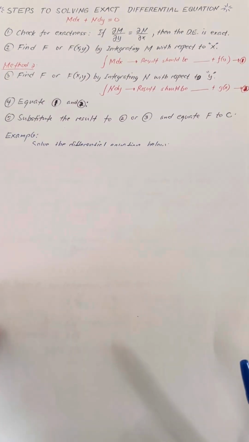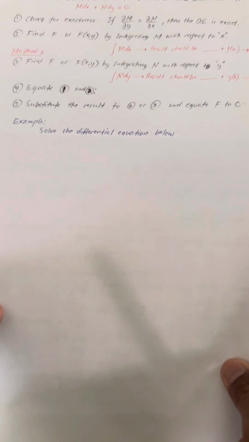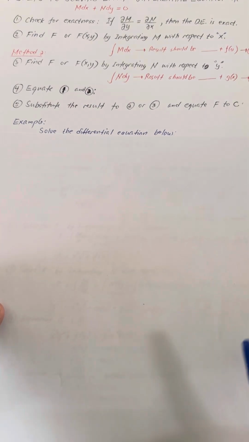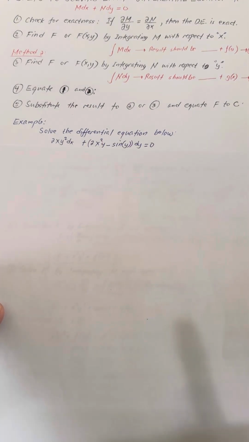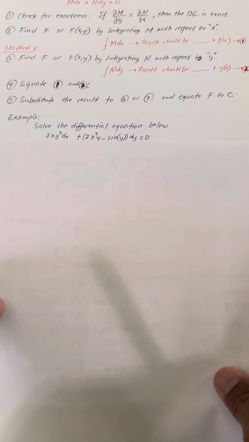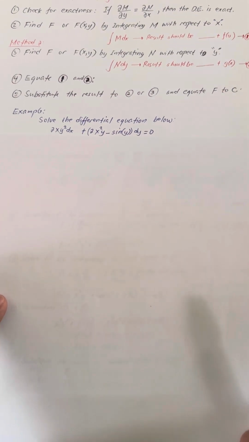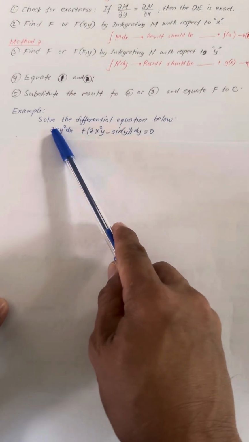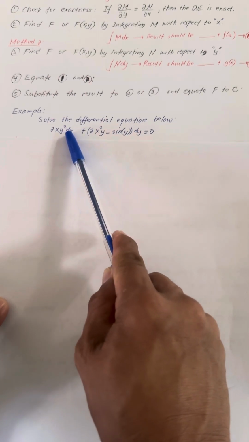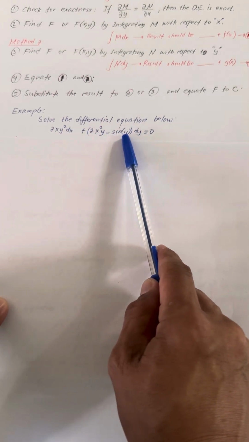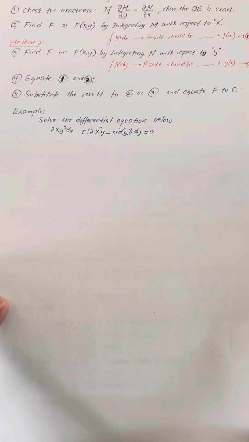Alright, so next we have here the example to demonstrate the steps. So solve the differential equation below. So we are given the same differential equation as in our previous video. Okay, so this is our m, this part here, the coefficient of dx, and this is our n, the coefficient of dy, and this is equated to 0.